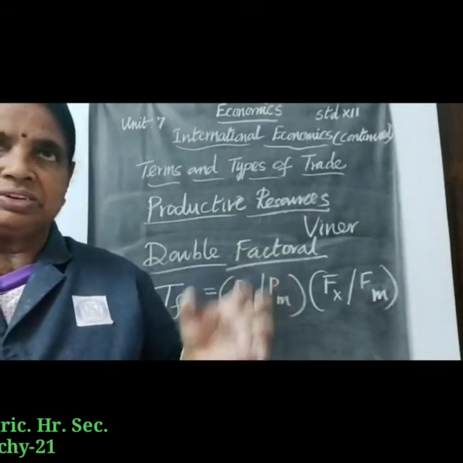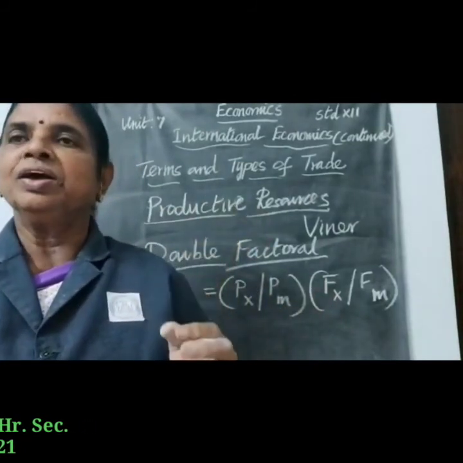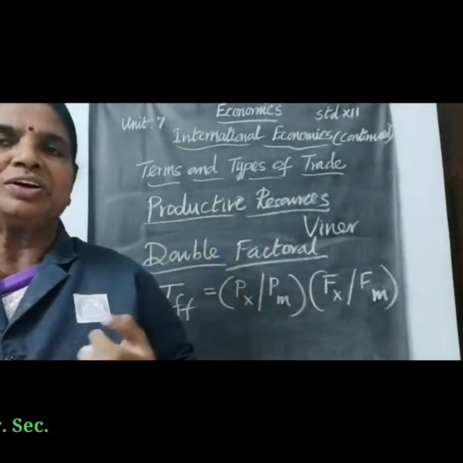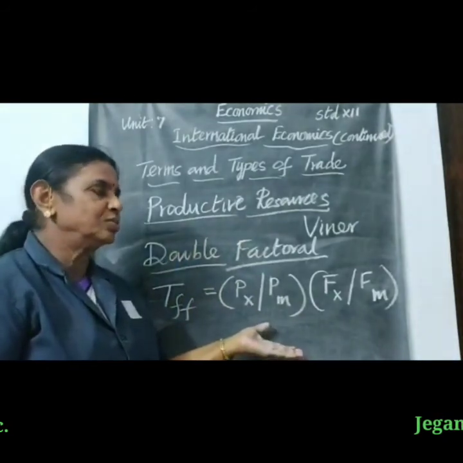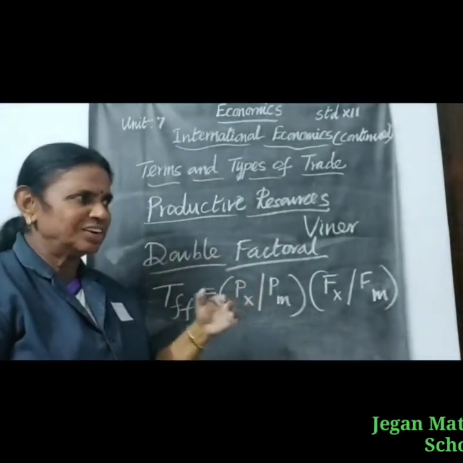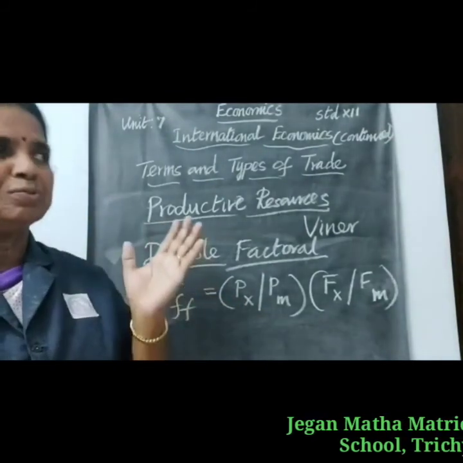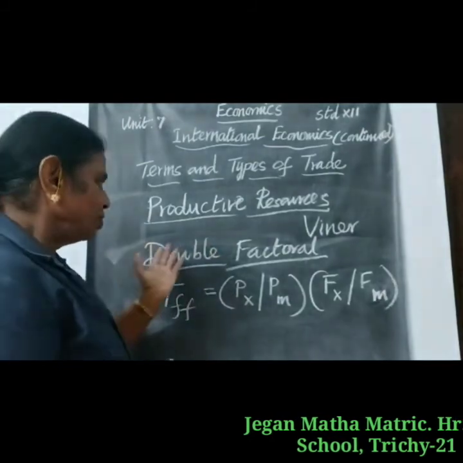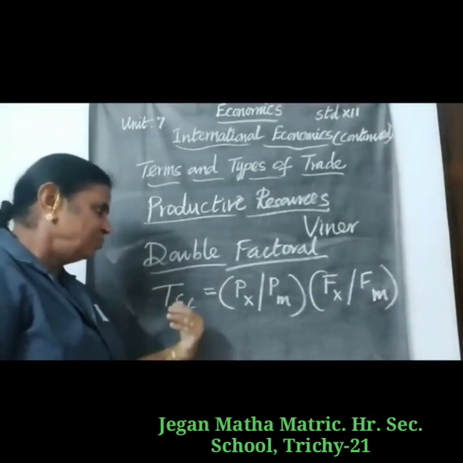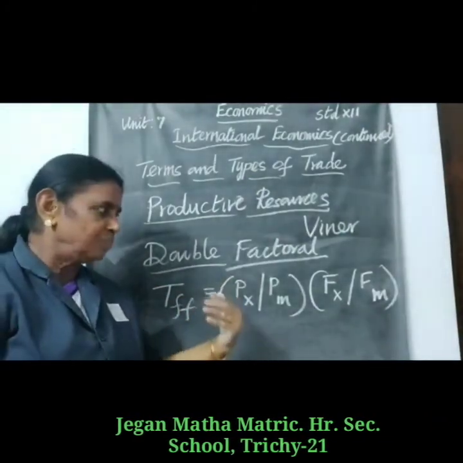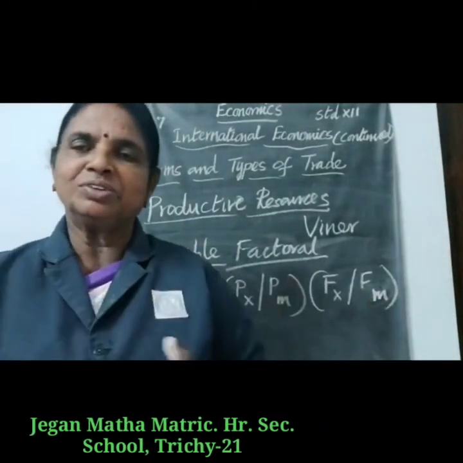So now we have learned the important terms of trade in two different ways. The second one is between productive resources, where we have single factorial and double factorial terms of trade. The simple difference is single factorial TF is equal to PX divided by PM into FX. But in double factorial terms of trade, we have T double F equal to PX divided by PM into FX divided by FM.